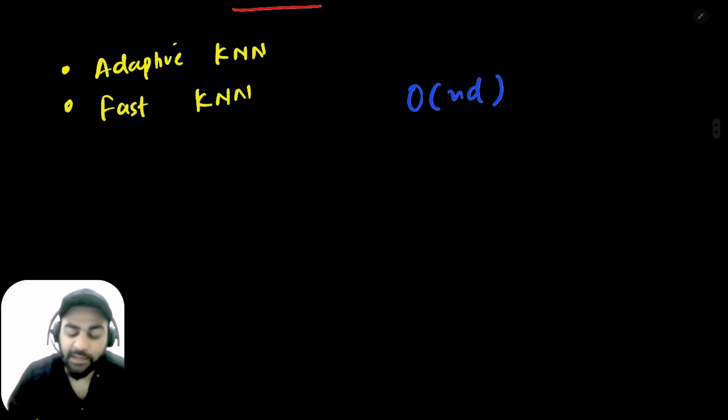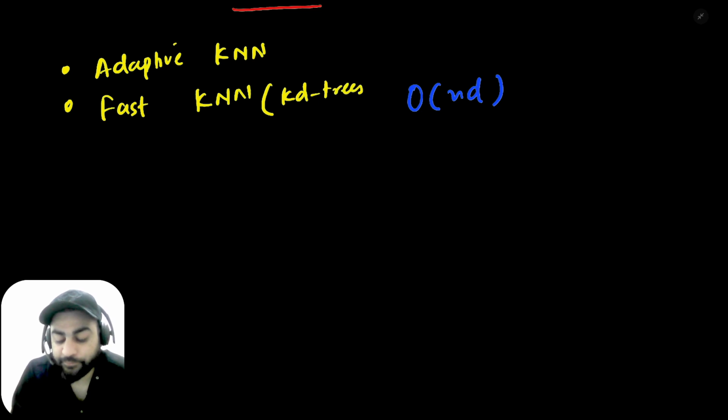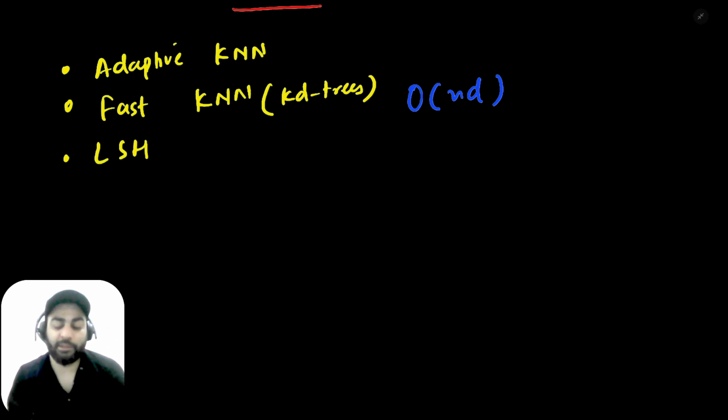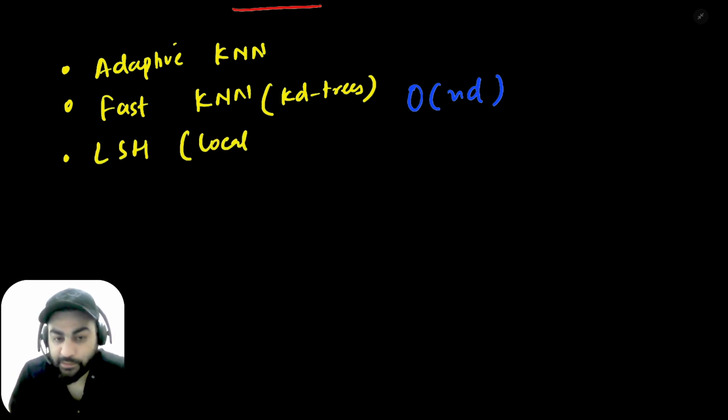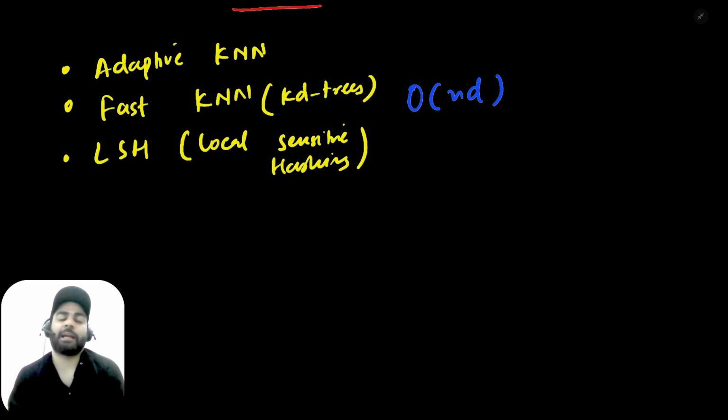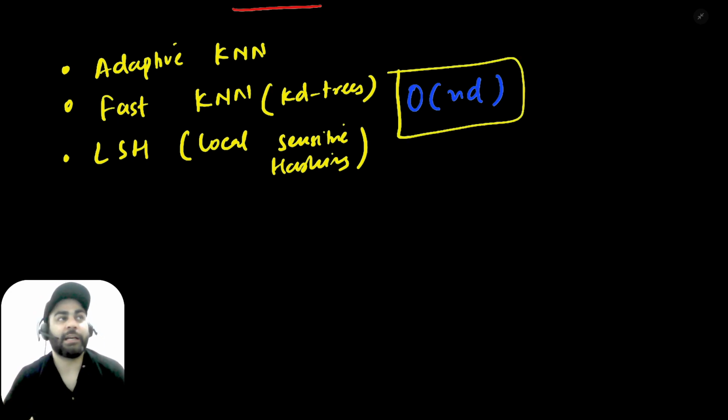In fast KNN we use some other data structures like KD trees. And then there are algorithms called LSH, which is locality sensitive hashing. The problem that we had is that this KNN is really slow. If you see the time complexity, it takes a humongous amount of time. Then we wanted to come up with different things so that we can make this algorithm faster.